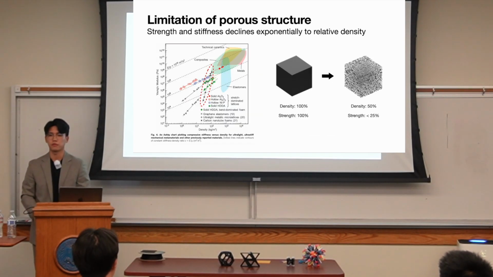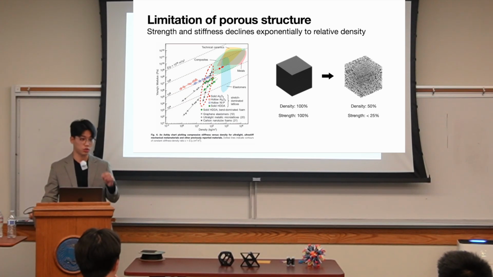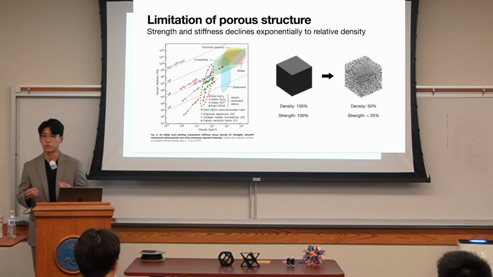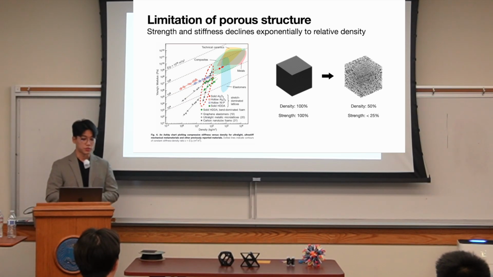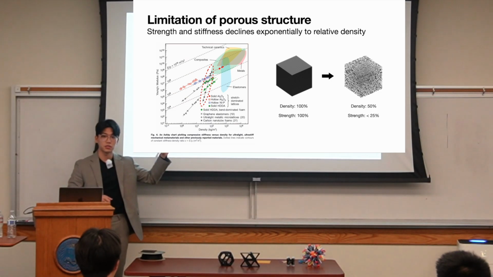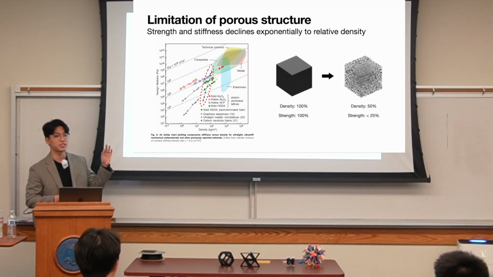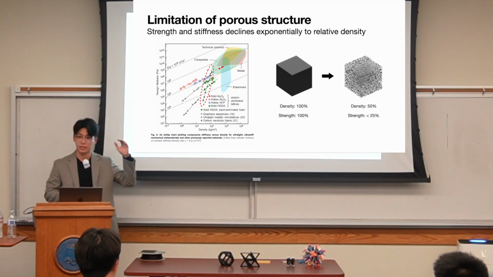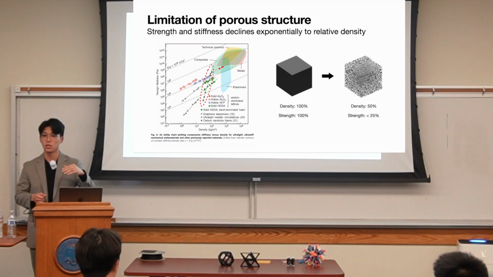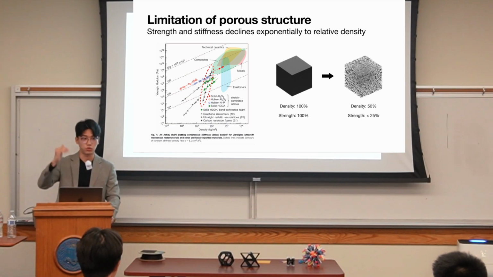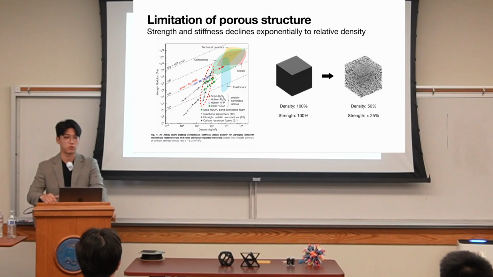But what would be the problem of using this porous structure? It's because having this stochastic structure limits the mechanical characteristics such as strength and stiffness. So say if we reduce the material density down to 50%, what happens with the strength and stiffness is that it doesn't decrease down to 50%. What actually happens is that it reduces even down to 25% or below. So the stiffness and strength decrease exponentially with a decreased relative density.